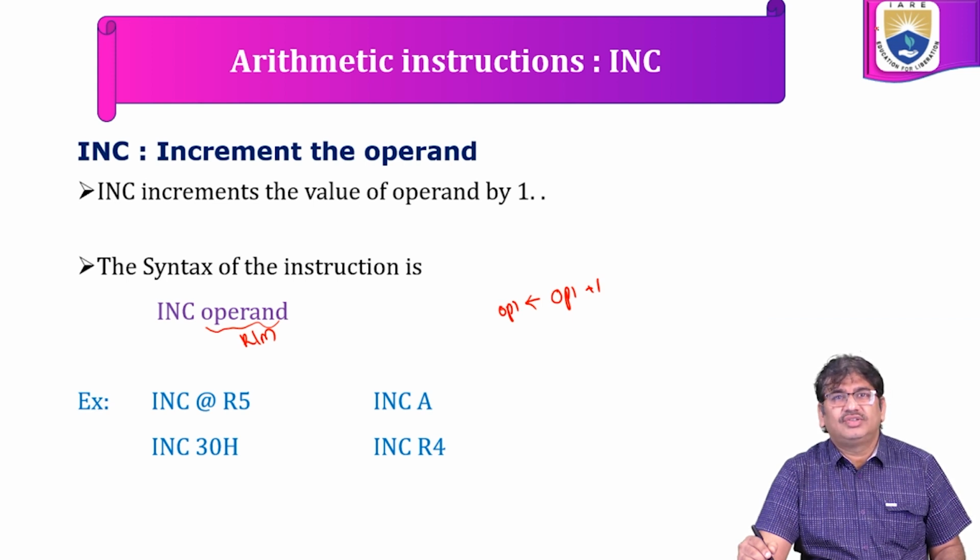INC 30H. So, here 30H is a memory location. The memory location contents will be added with 1, and the result will be stored in the same memory location, that is address 30H. INC R4. The register R4 contents will be incremented by 1, and the result will be stored in the R4 register.